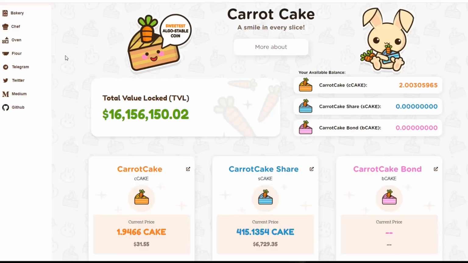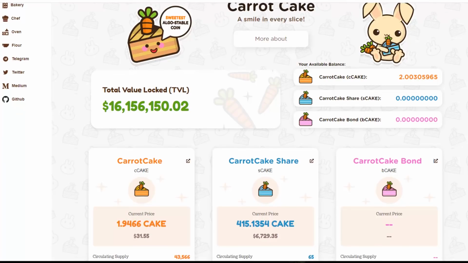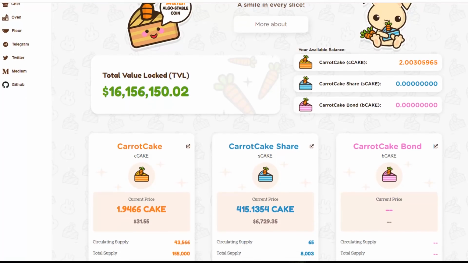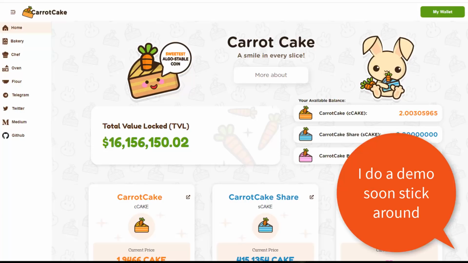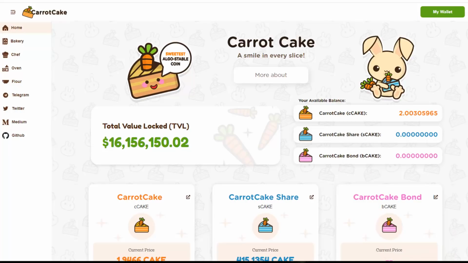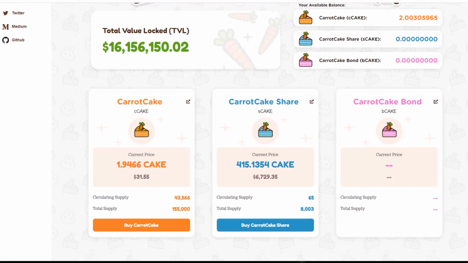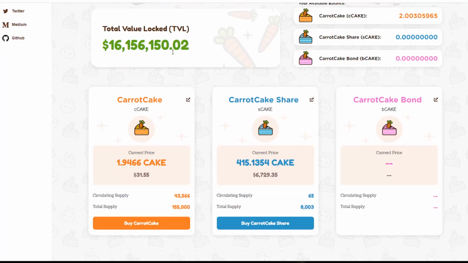Alright, so CarrotCake, and looking at it, it looks very similar to just the PancakeSwap clones. They all sort of look very similar. This is actually modeled off bDollar, or it's inspired off bDollar. The creators of this yield farm say that they use bDollar as inspiration. So as you can see, there's 16 million total value locked. Now, if you have seen my bDollar videos, you'll know what this is, okay?